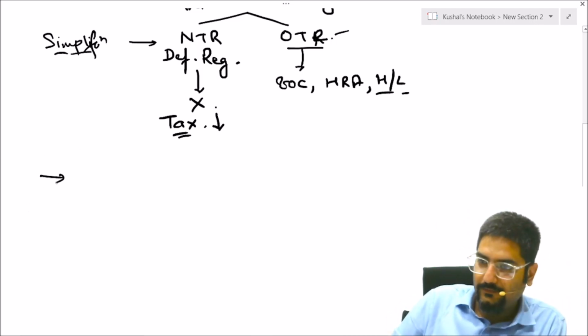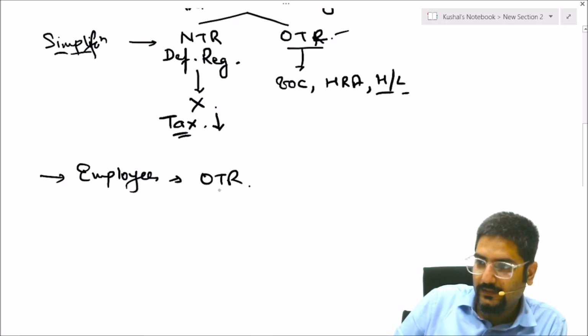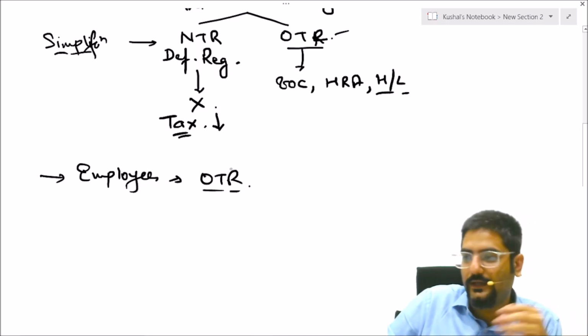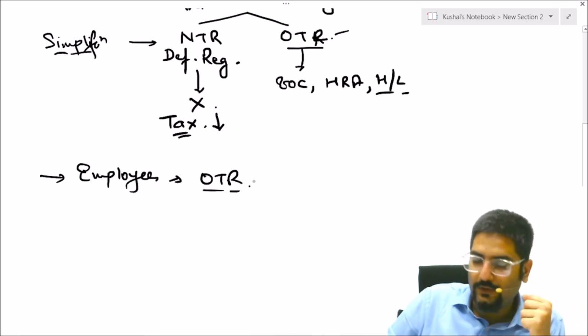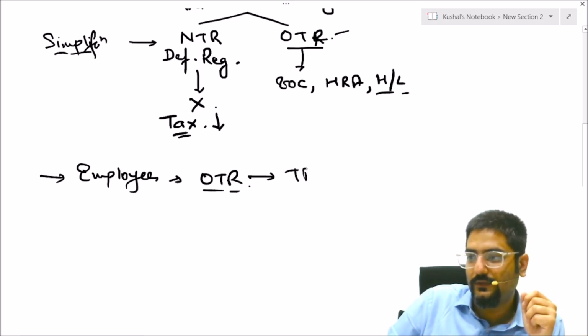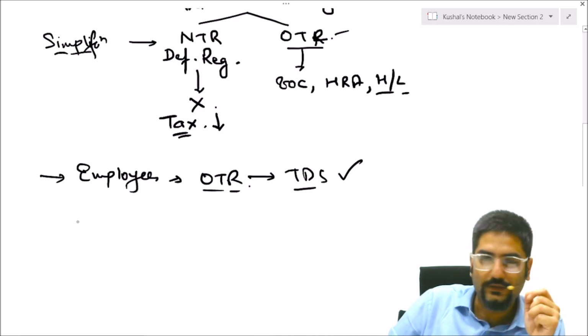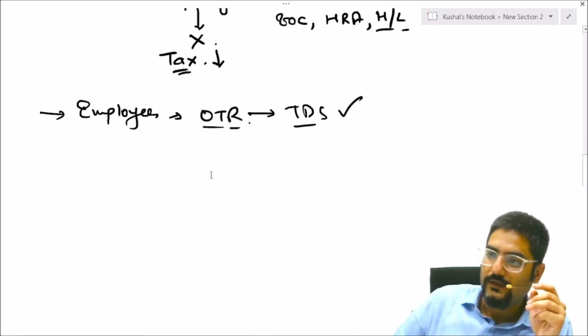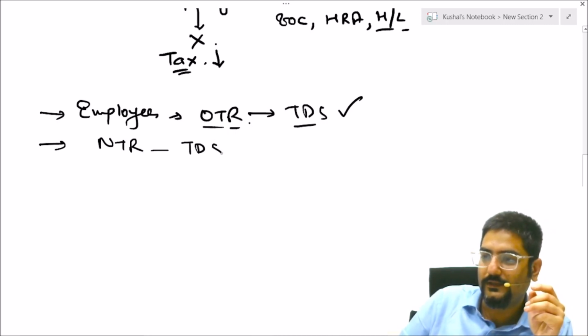So if, for example, the employee seeks the old tax regime, then the benefit of deductions and exemptions is available to that employee. The document has to be obtained by the employer from that employee, and TDS will be deducted accordingly as per the old tax regime, right? If the employee opts for the new tax regime, then TDS will be deducted as per the new tax regime.